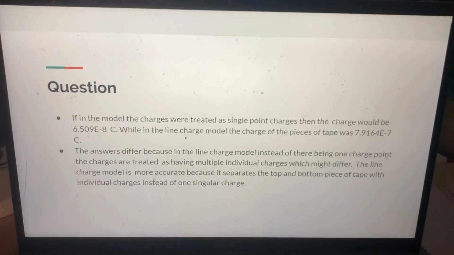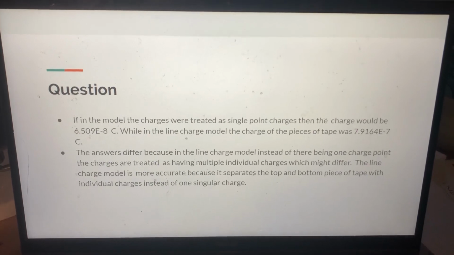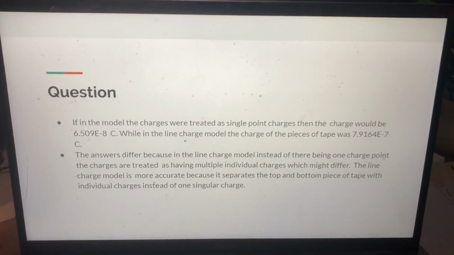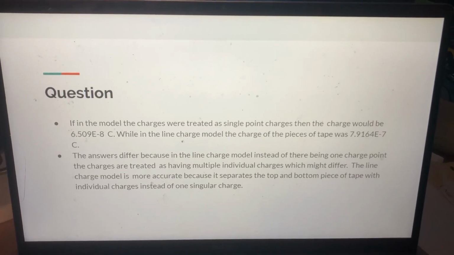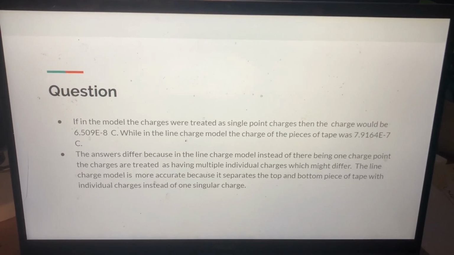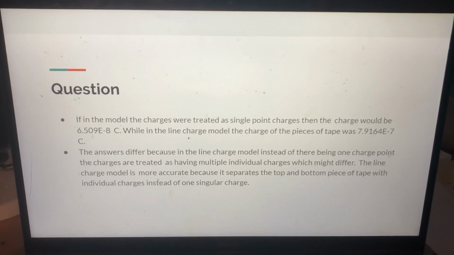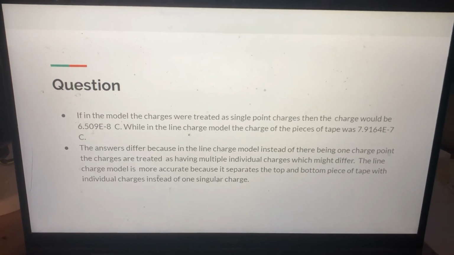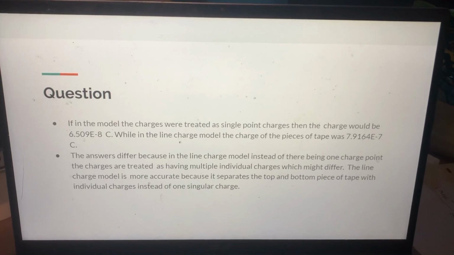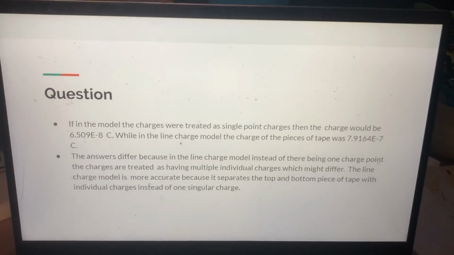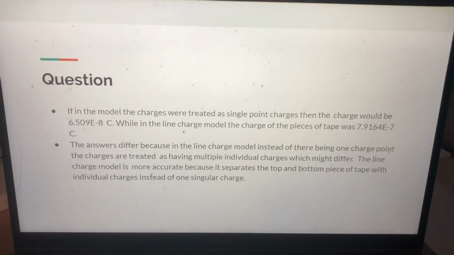The answers differ because in the line charge model, instead of there being one charge point, the charges are treated as having multiple individual charges which could differ. The line charge model is more accurate because it separates the top and bottom pieces of tape with individual charges instead of a singular charge, which would grant a more accurate summation of the charges.